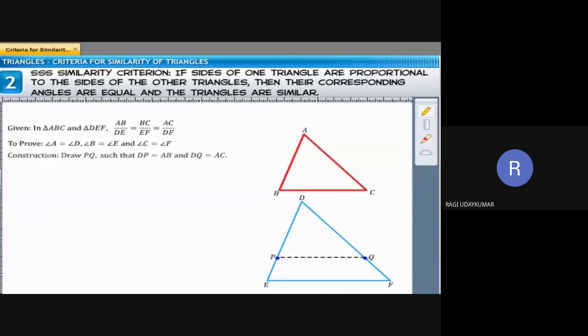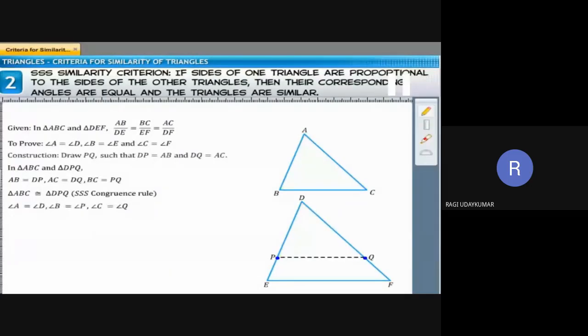So these two triangles will be congruent by SSS congruency. AB equals DP we constructed, AC equals DQ we constructed, and BC equals PQ we proved. So by SSS, these two triangles are congruent. When they are congruent, angle A equals angle D, angle B equals angle P, and angle C equals angle Q.